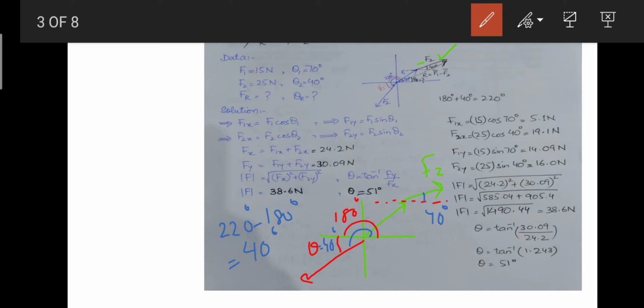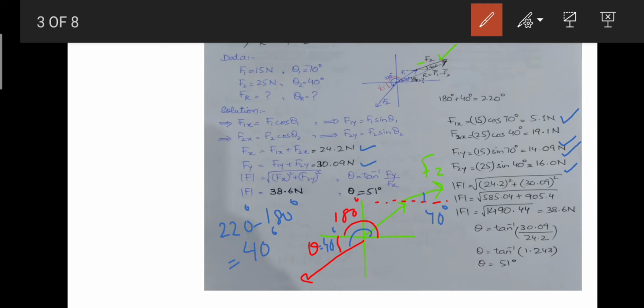F1x, we have to calculate f1x, f1 cos theta, and accordingly putting the values, we get the value equals 5.1 newton. Then calculating f2x, the value is 19.1 newton. Then f1y, the value is 14.09 newton. And then f2y, the value is 16.01 something newton. Then after adding f1x and f2x, we are going to get the value 24.2 newton, and after summing up f1y and f2y, we get 30.09 newton.